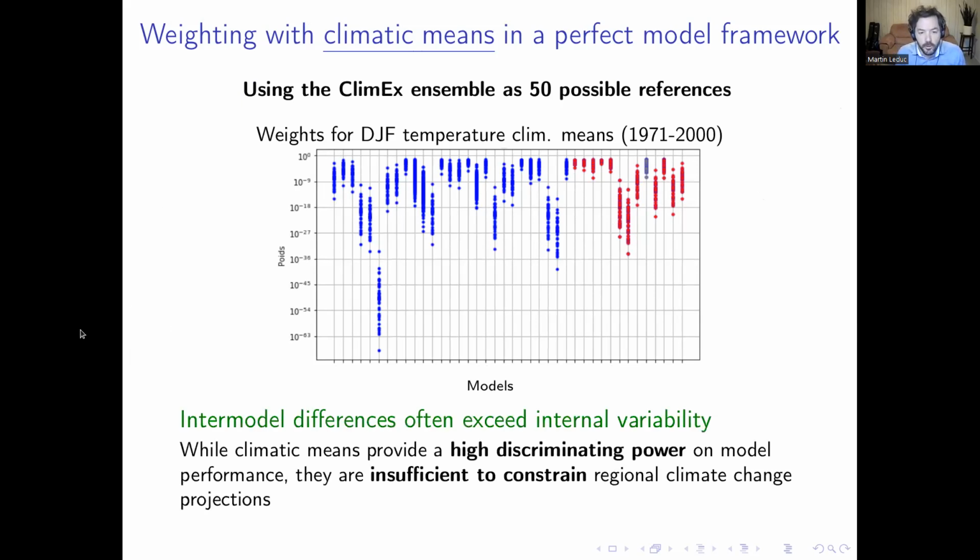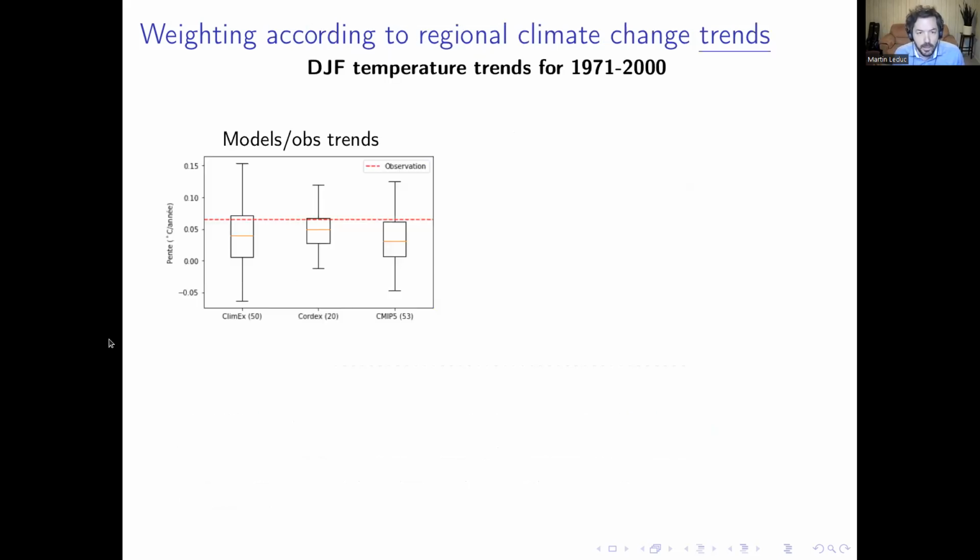So intermodel differences here often exceed internal variability for climatic means. We know that it has a high discriminating power on model performance, but it is also not sufficient to constrain regional projections. So we need more than simply climatic means.